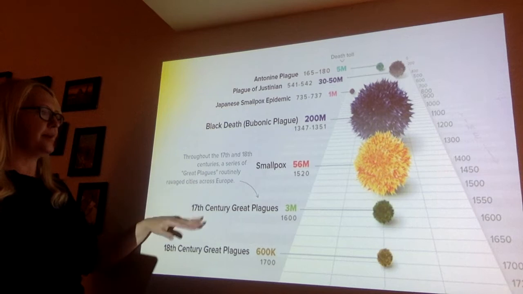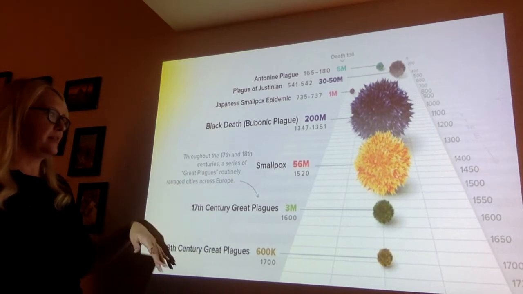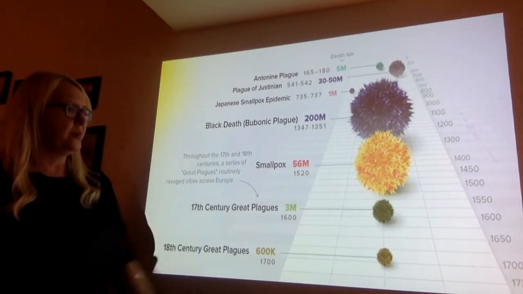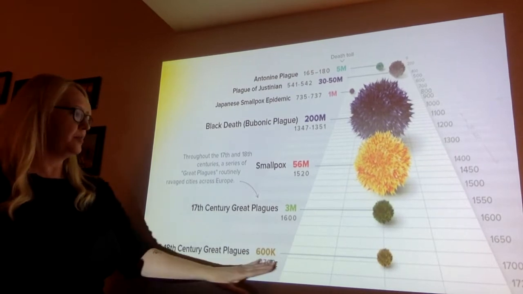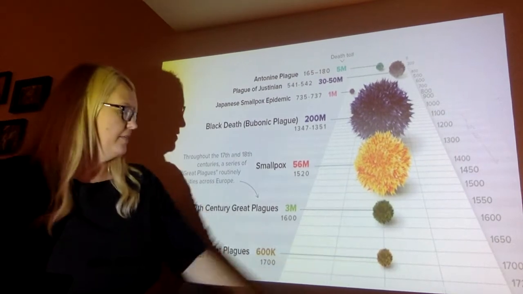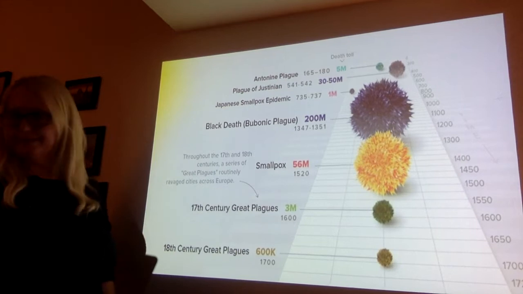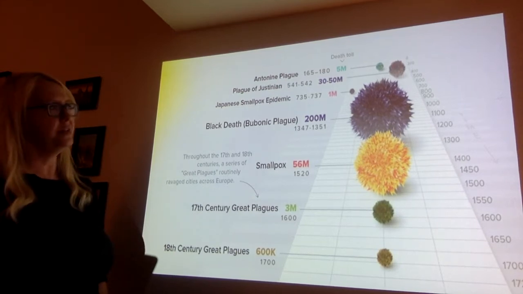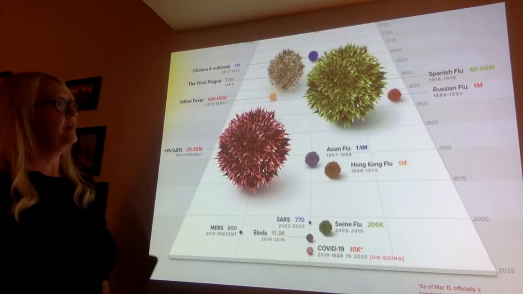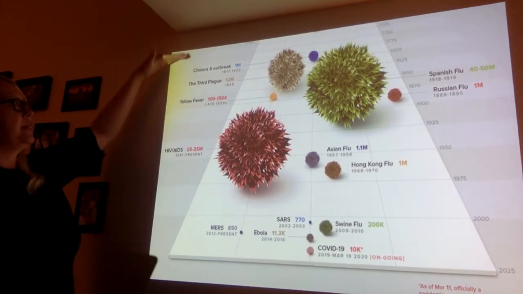There were lots of plagues that kind of came in the 17th and 18th centuries. So that's about 3 million people. Great plagues in the 18th century, that's about 600,000 people. I'll just give you a second to look at that. And now if I go on, I broke this timeline in half so you can see it.